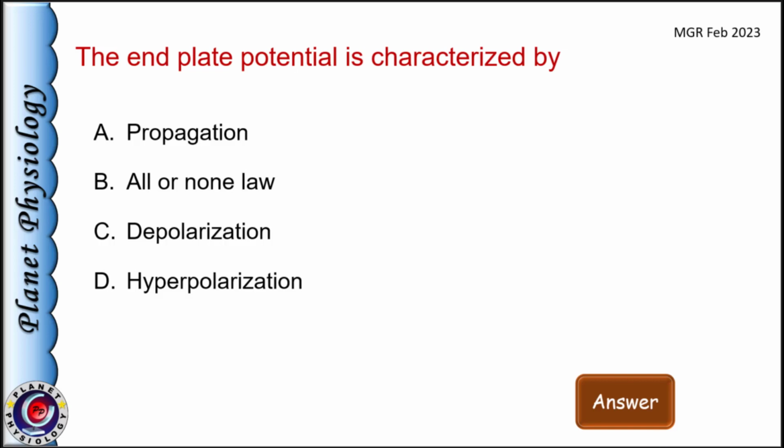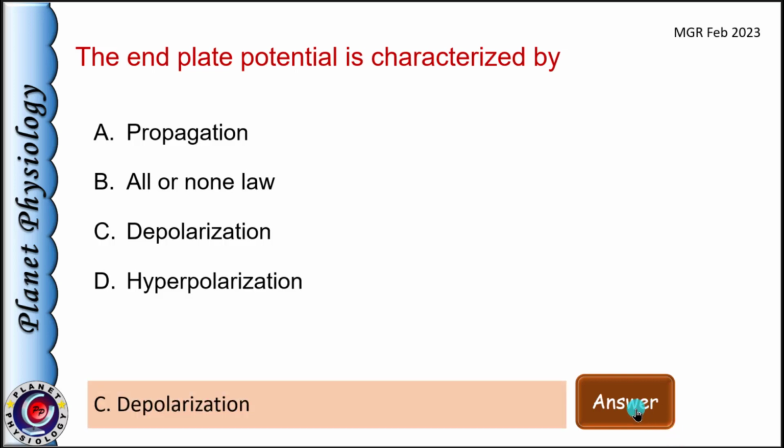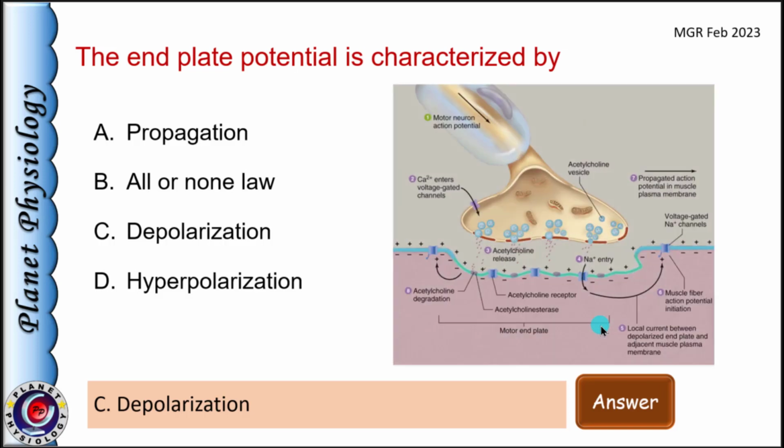End plate potential is a graded potential that develops at the end plate region of the muscle, that is at the neuromuscular junction. So it is a graded potential and is always depolarizing in nature, and hence the correct answer is option C, depolarization. When it reaches threshold, an action potential is generated within the muscle.